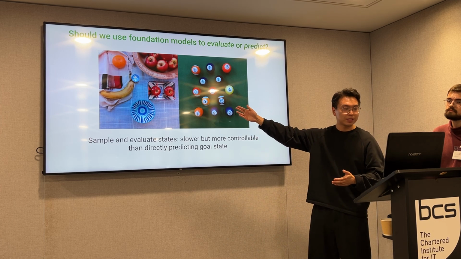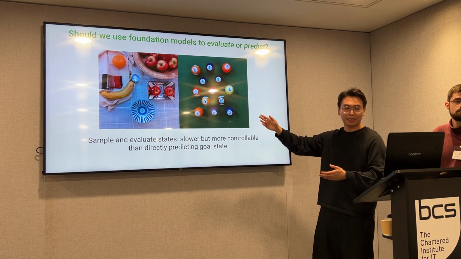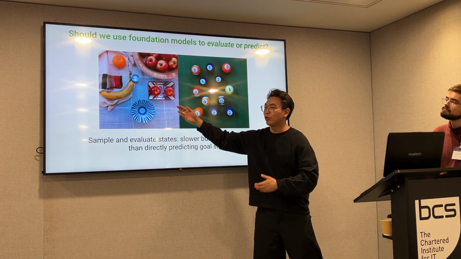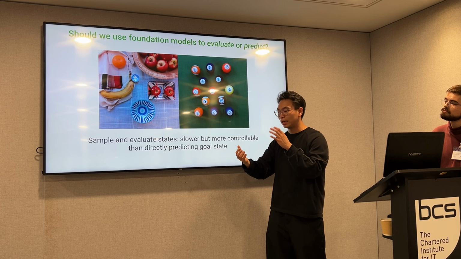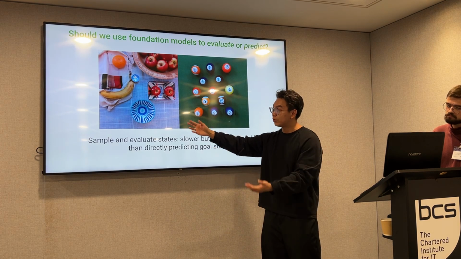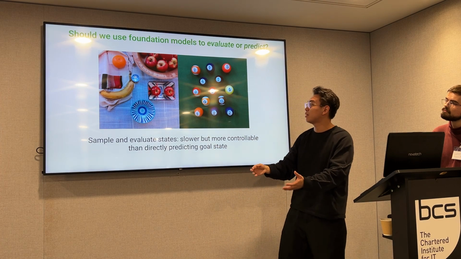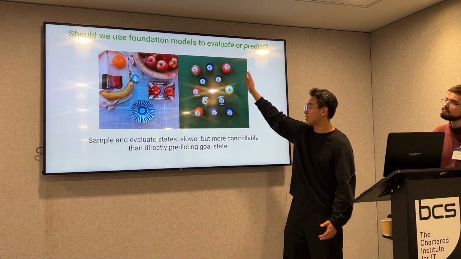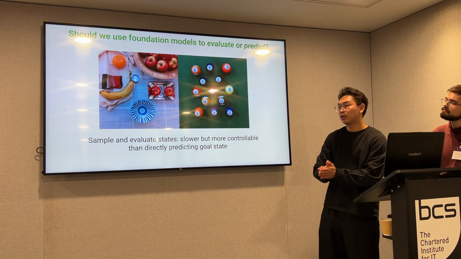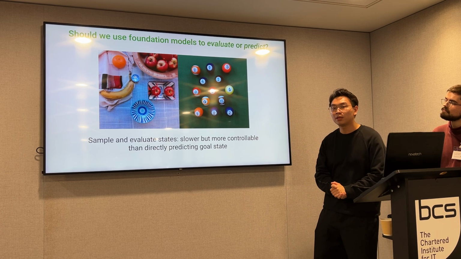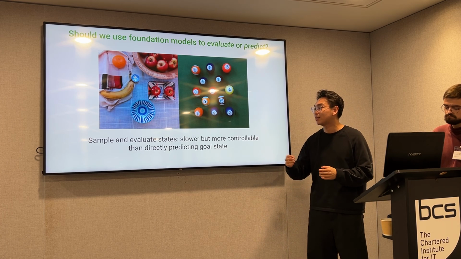These two figures show how the goal image looks if we just ask the foundation model to predict it. For example, here, if we ask it to generate an apple inside a bowl, sometimes it will generate a random number of apples and a random number of bowls on the table. Also here in the pool table scene, it will generate some random things. So the quick answer here is that evaluating states might be slower, but more controllable than directly predicting the goal state.